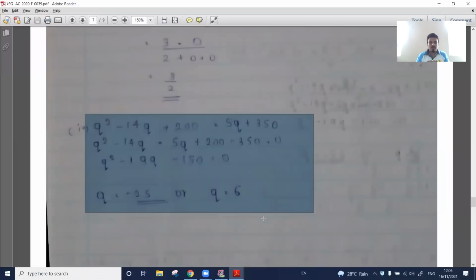Where has this student gone wrong? Yes, equilibrium price and quantity. If we need to find the equilibrium price and equilibrium quantity, we need to make these two functions equal, right? Demand should equal supply. So that is correct. Q squared minus 14Q plus 200 should equal 5Q plus 350. Then take this 5Q, it will become minus 5Q. Take this 350, it will become minus 14Q minus 5Q.